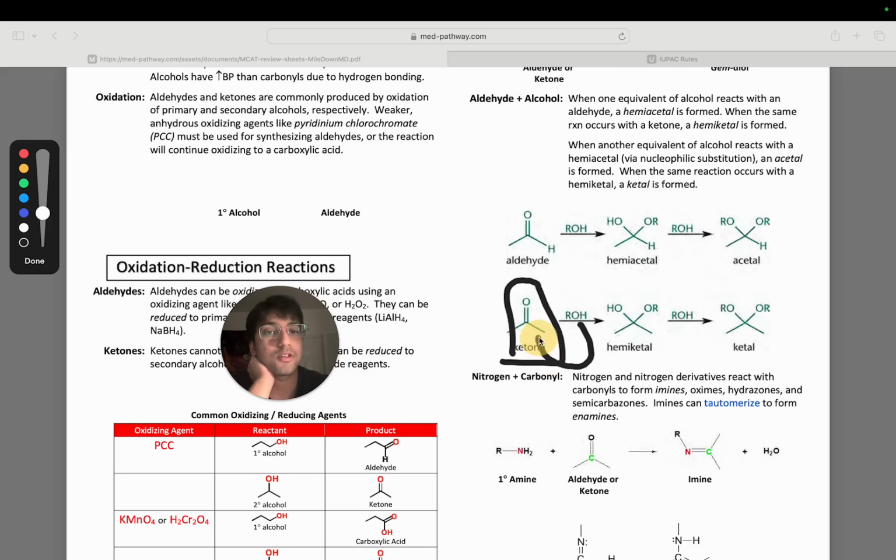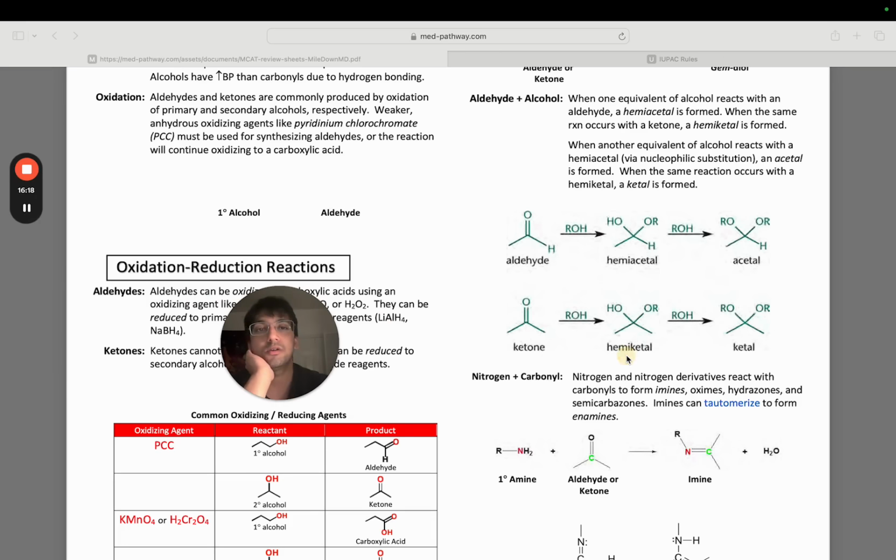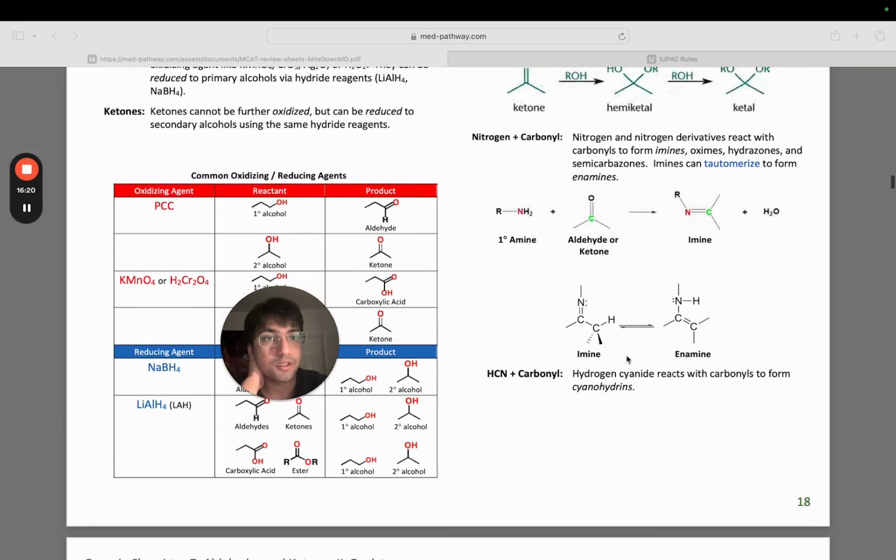The ketone, you have this attack over here. It results in an OR and an OH. If that happens again, this attack, then the OH becomes a leaving group, and then you have two ORs. That's a ketal. So that's exactly how that's happening. That should make sense to you. Review that if that doesn't make sense, because that's also very high yield.